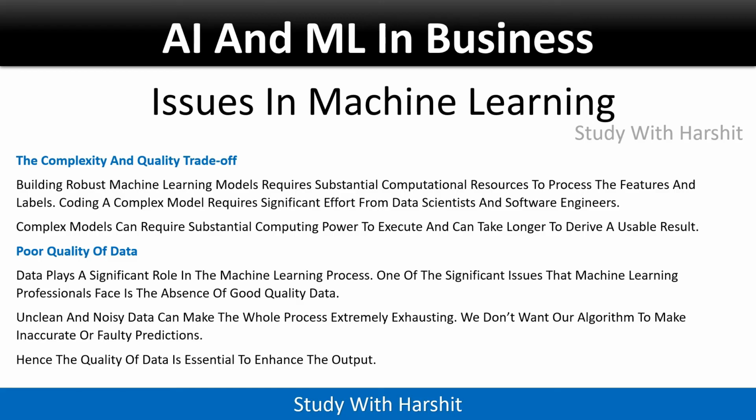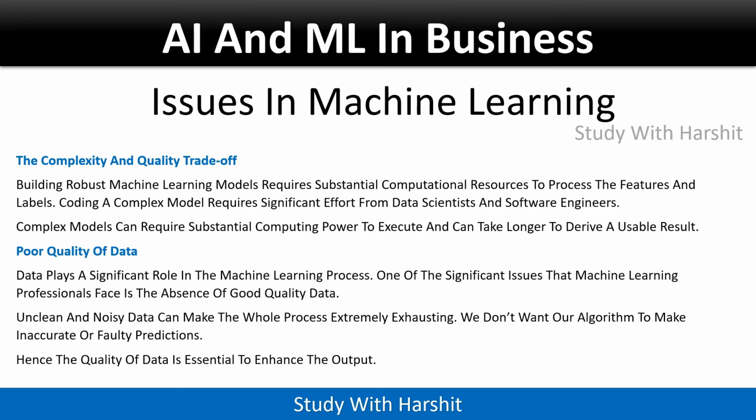Issues in machine learning. The complexity of and quality trade-off. Building robust machine learning models requires substantial computational resources to process the features and labels. Coding a complex model requires significant effort from data scientists and software engineers. Complex models can require substantial computing power to execute and can take longer to derive a usable result.